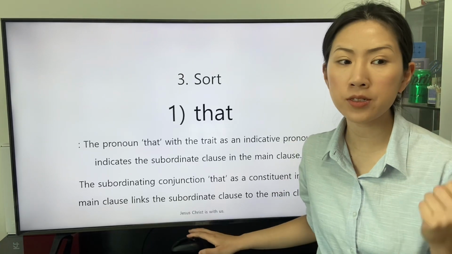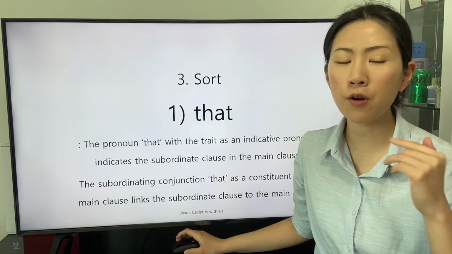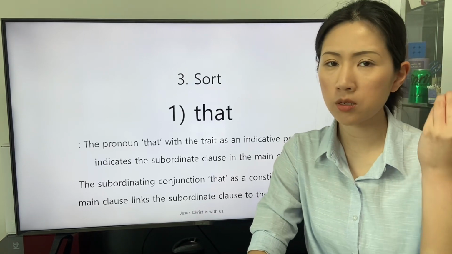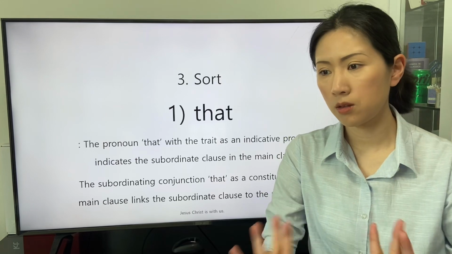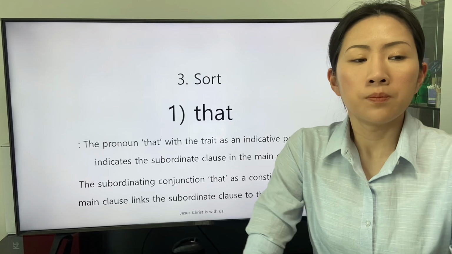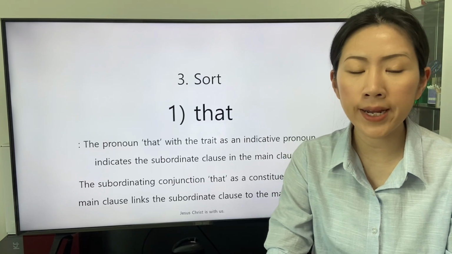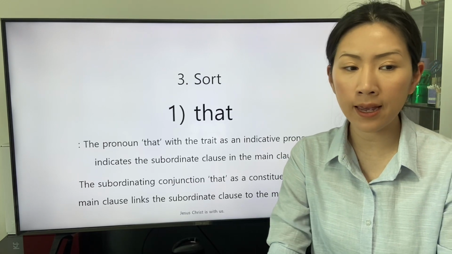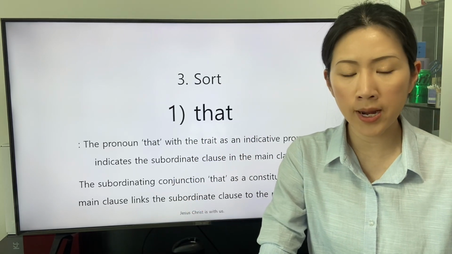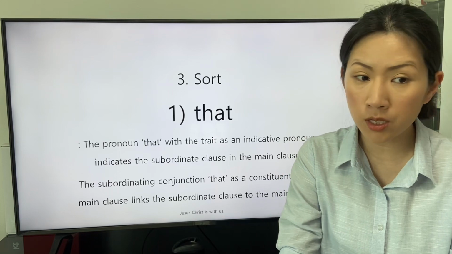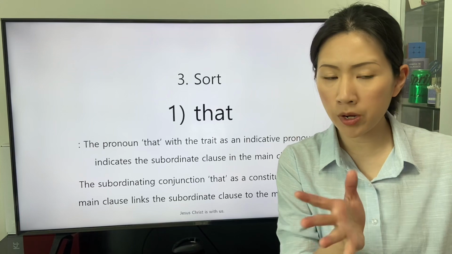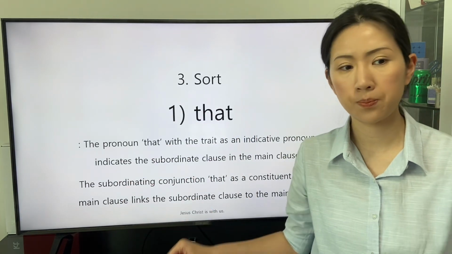From now on, we will study the first sort of the subordinating conjunction as a pronoun, which is applied in the subordinate clause as a pronoun. The pronoun that, with the trait as an indicative pronoun, indicates the subordinate clause in the main clause. The subordinating conjunction that, as a constituent in the main clause, links the subordinate clause to the main clause.